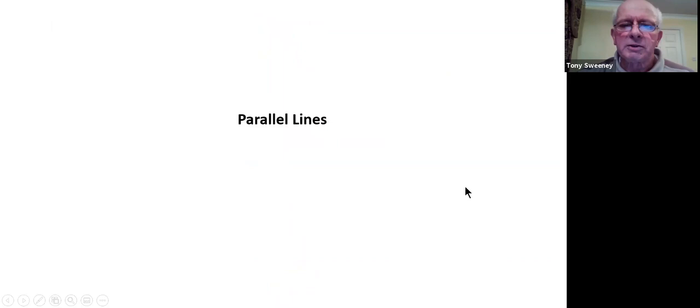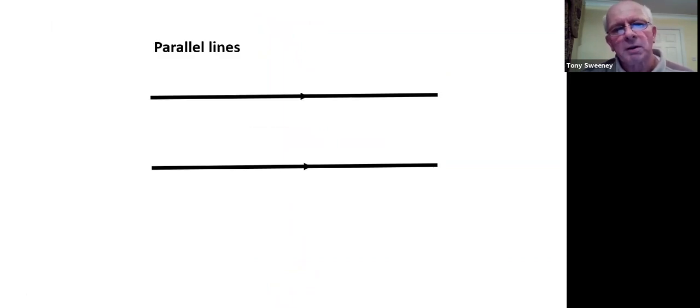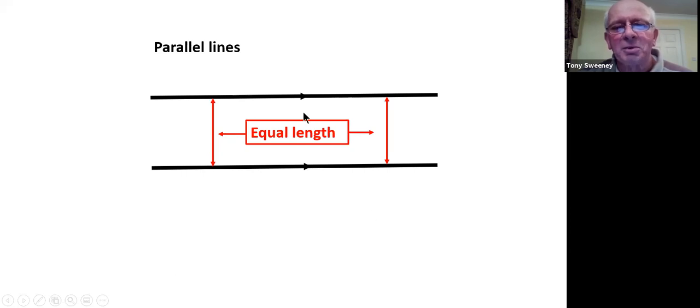So parallel lines, just a small explanation for them. When they have the arrows, it means they're parallel. Poor joke about this is that parallel lines could be right beside one another, but they're very strange. They never meet. Okay. Anyway, so equal length. These lines are equal. They're the same distance apart all the way.